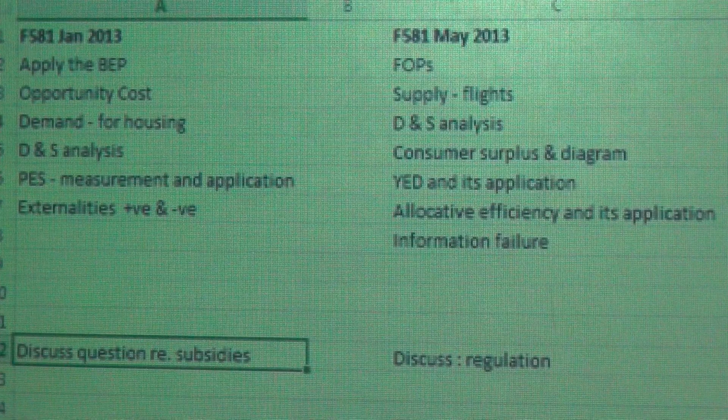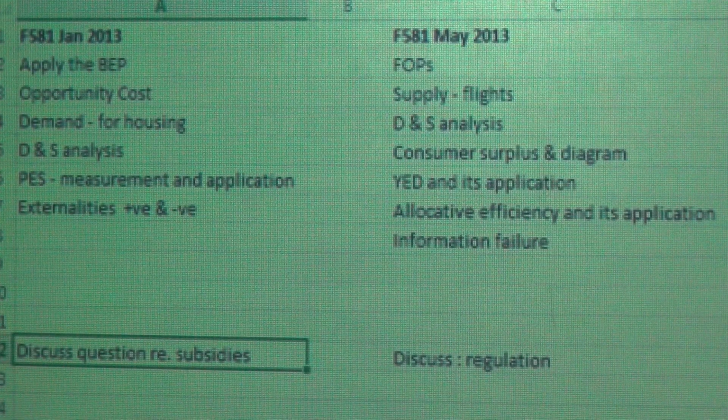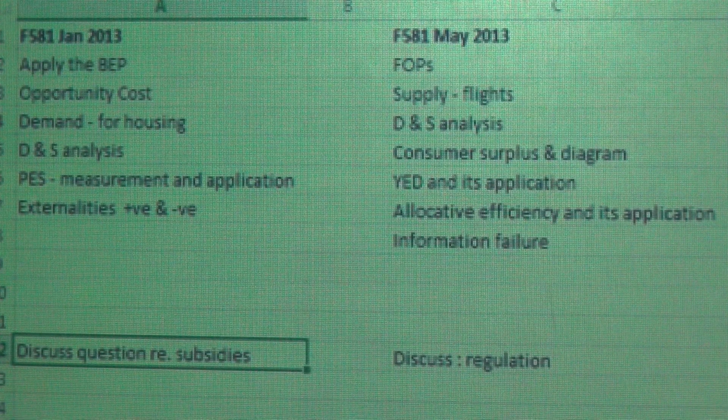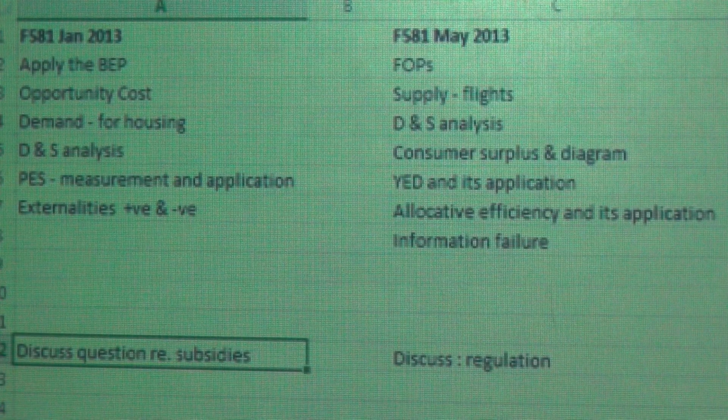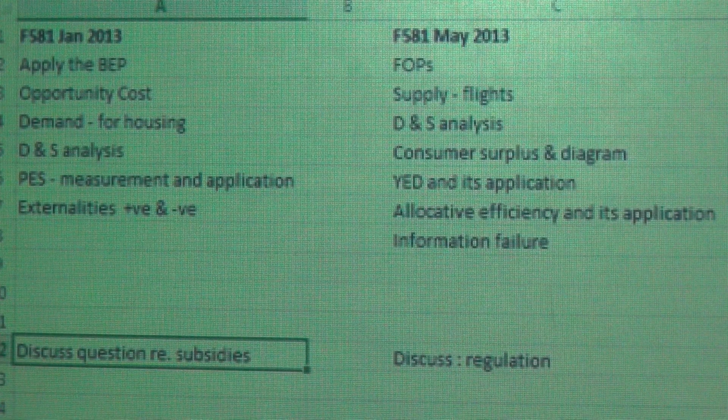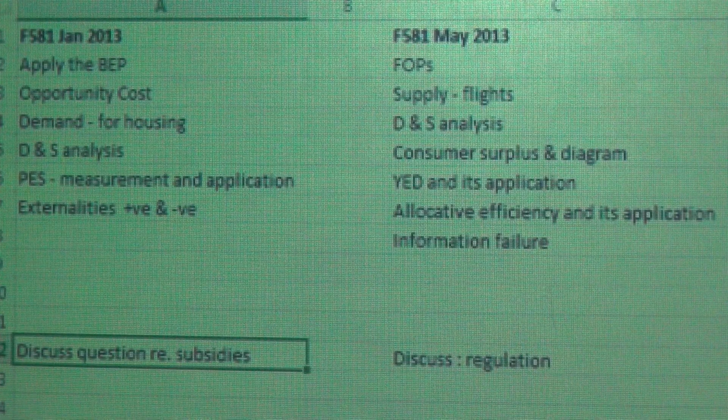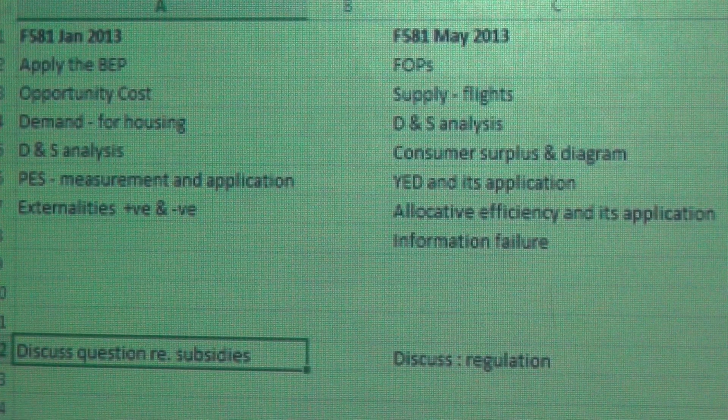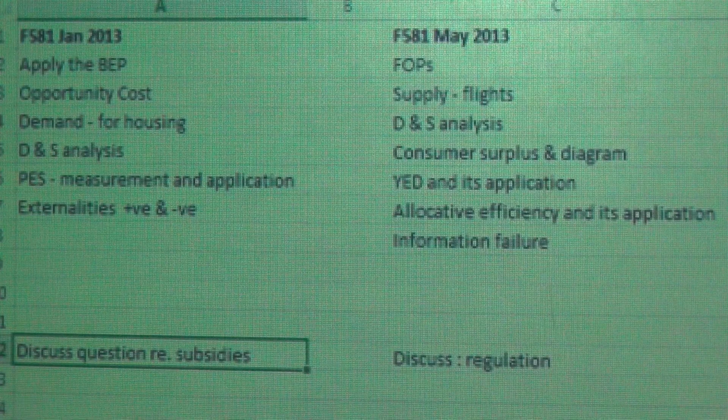And in the same way as I looked at F582, I just want to go through the 581 papers, look at what's been on the previous 3 sessions, and then have a look at the likely, or certainly more likely, topic areas for this year's exam.